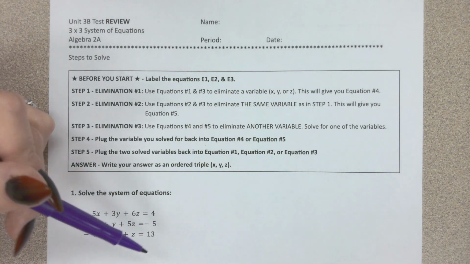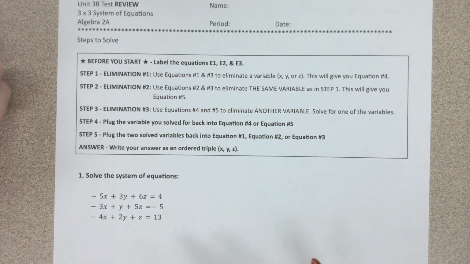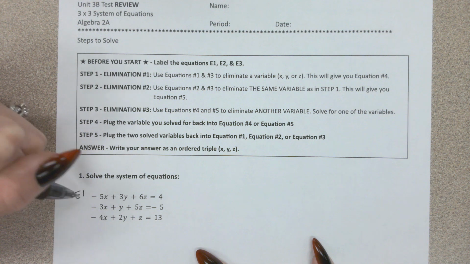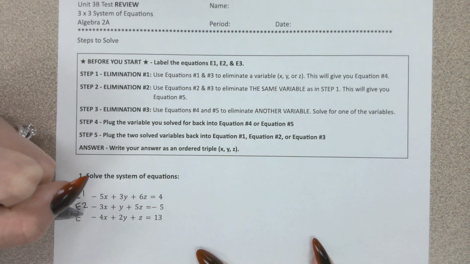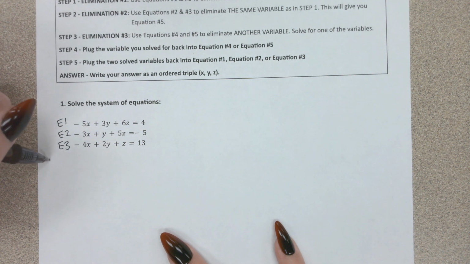The first 2 are problems of this type where you have the 3 equations with 3 variables and we need to solve for x, y, and z. The steps that I am going to follow are in this box right here if you need to reference that at any point in time, but that is the process I'm going to use in this video. Very first thing we need to do is label these E1, E2, and E3. Now we can do the first step.